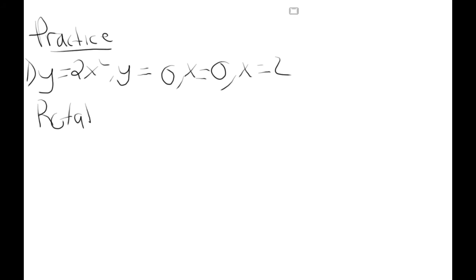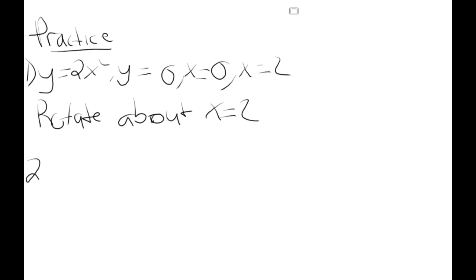So the first one we begin with is y equals 2x squared, y equals 0, x equals 0, and x equals 2. We're going to rotate that about, let's see, the x equals 2. So the vertical line on x equals 2.